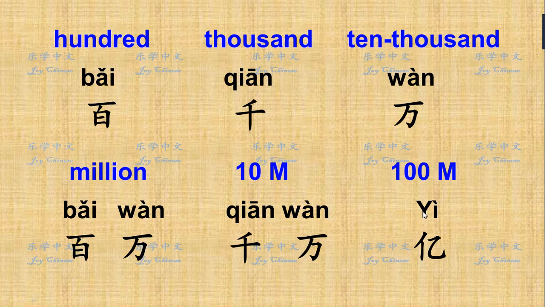The next one is 亿. This means 100 million. If you put a number in front of 亿, like 1亿, it means 100 million. We say 10亿 means 10亿, which is 1,000 million. Okay? 1,000 million is a billion, right? So 10亿 means billion.